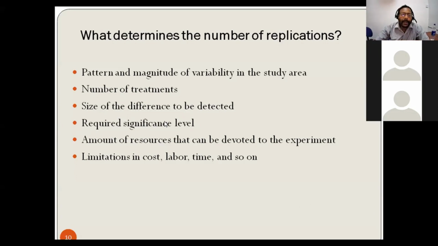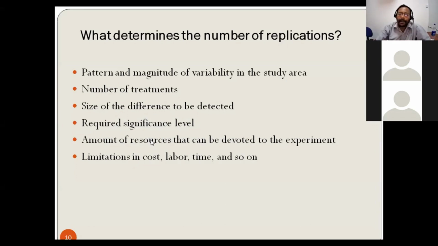It depends on the required significance level. So that is related to the difference that you want to detect. Then the amount of resources that can be devoted to the experiment. That is also coming in. How many resources do we want to devote? Resources mean, for example, finding cows of the same breed, same parity, same age.